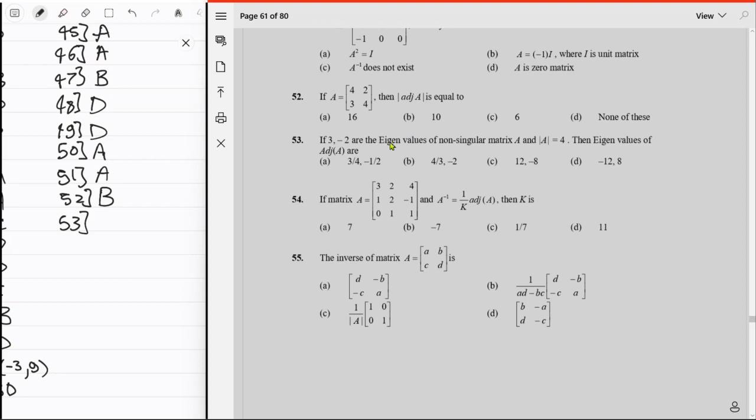53. If 3 and negative 1 are eigenvalues of a non-singular matrix A and the determinant of A is equal to 4, the eigenvalues of this, okay, eigenvalues of non-singular matrix A, 4 eigenvalues of this. That's weird, isn't it? Yeah. Adjoint of A.